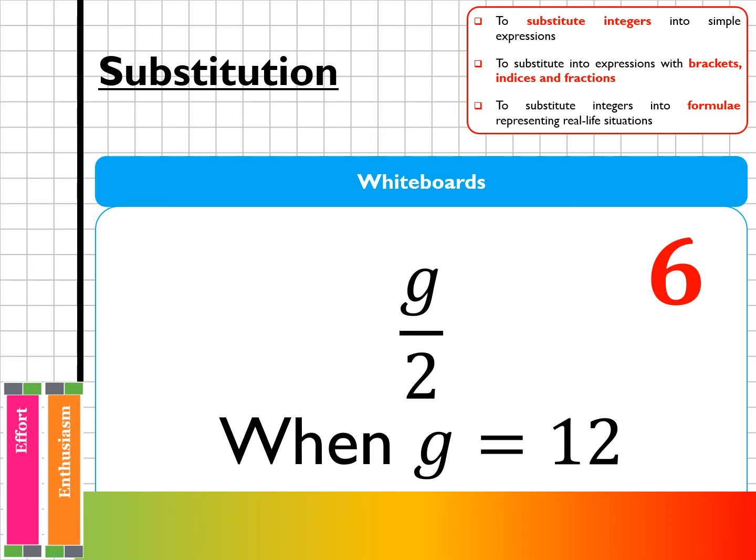Now, we've spoken before about what that line means. We need to do some division. So for this, I'd have 12 divided by 2, which gives me the answer of 6.